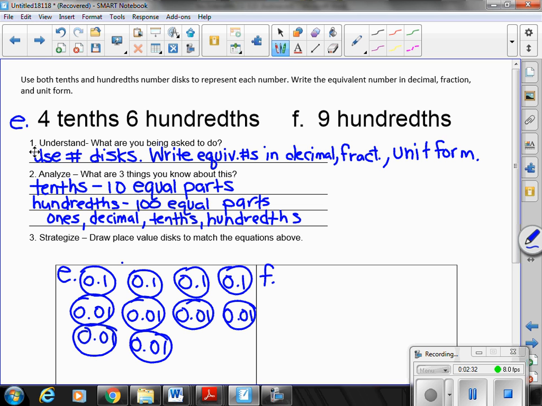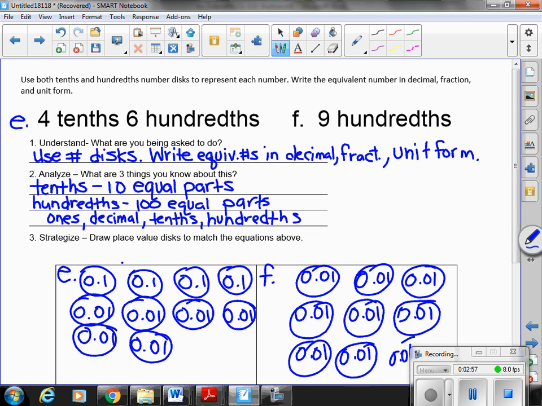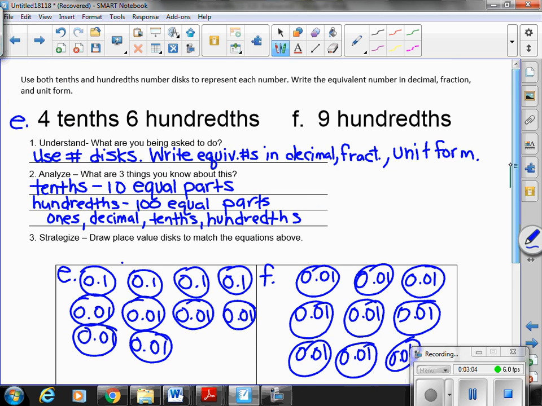Now, I'm just going to draw 9 hundredths for F. 1, 2, 3, 4, 5, 6, 7, 8, and 9. So there are my 9 hundredths. And so now the point is I can just go ahead and count them. Now I drew the disc. I've used that number disc to do that.